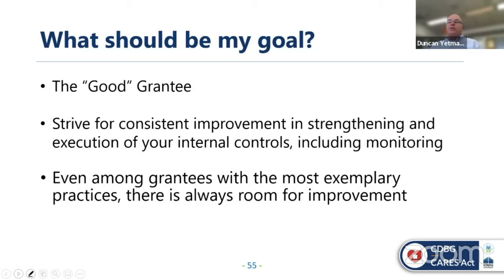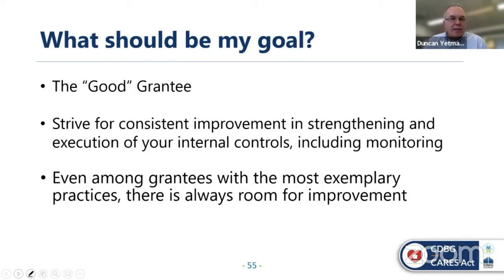So ultimately, what should be my goal? Well, the good grantee. The good grantee, from a HUD perspective, they're well-performing and compliant. They're achieving measurable results in their program. They're organized, knowledgeable. They have easily accessible records that contain the information sought by HUD, and it's presented in a clear and logical fashion.